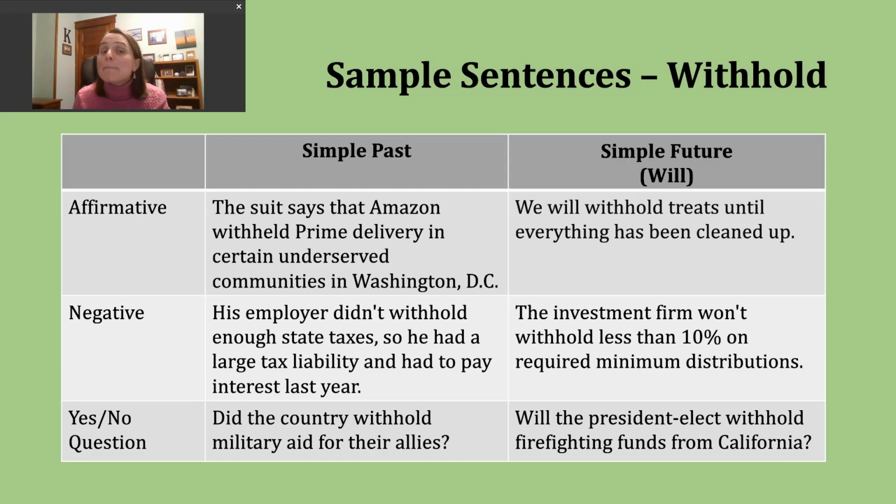The nice thing about making sentences in the simple past tense is that our pattern will stay the same no matter what our subject is. So in the affirmative, you're going to see our subject, and then you're going to see that irregular past tense verb. Let's take a look at an example sentence. The suit says that Amazon withheld prime delivery in certain underserved communities in Washington, D.C. So, this is a pretty recent news article, again from the United States.